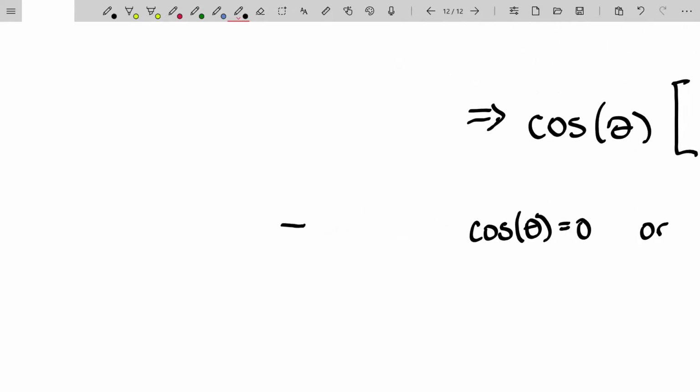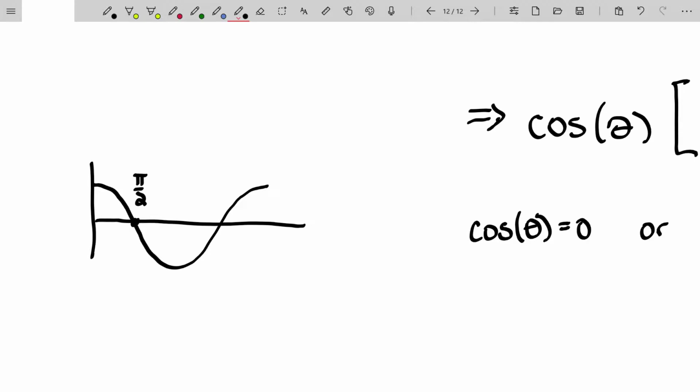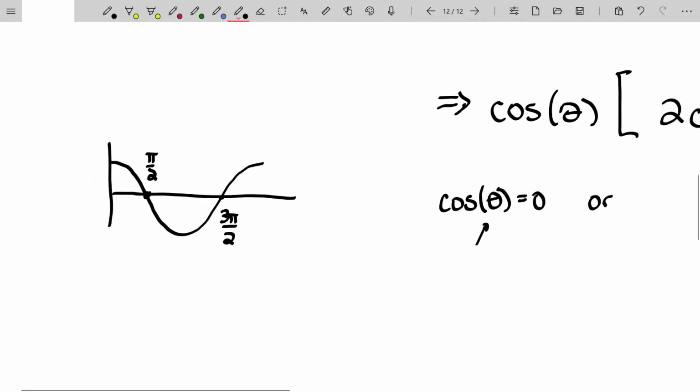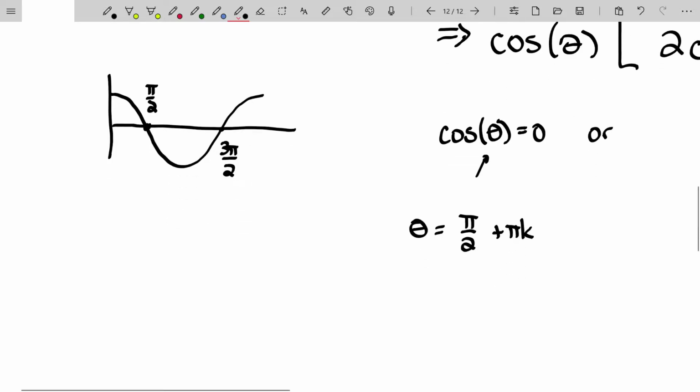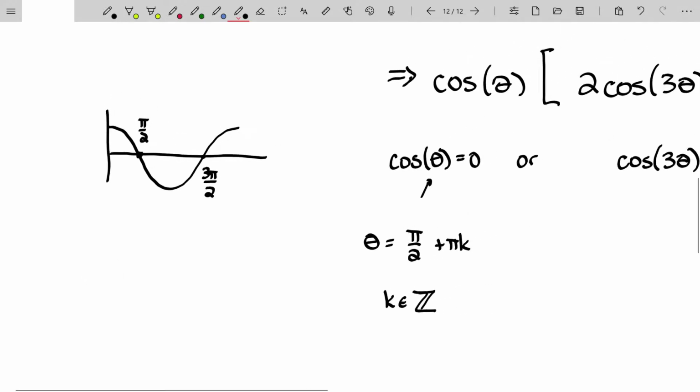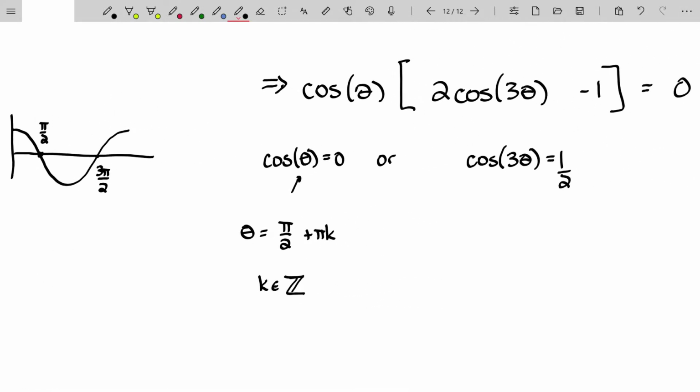So I'm just going to quickly graph out the cosine curve so we could see where the cosine becomes 0, which is at pi over 2, and 3 pi over 2, and then 5 pi over 2, and so on and so forth. So the infinite number of solutions to this equation is going to be theta is equal to pi over 2 plus pi k, where k is an integer. And now we'll go to the second equation there.